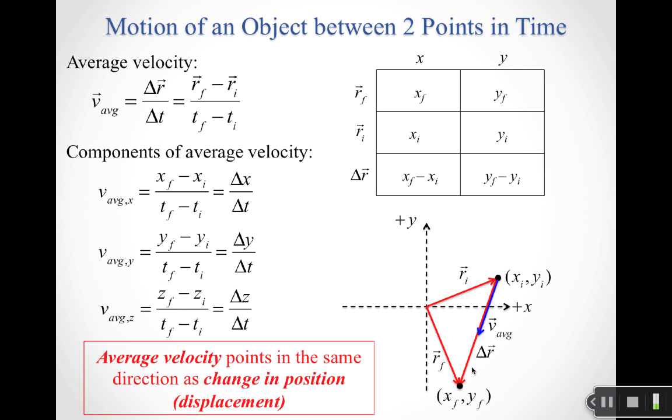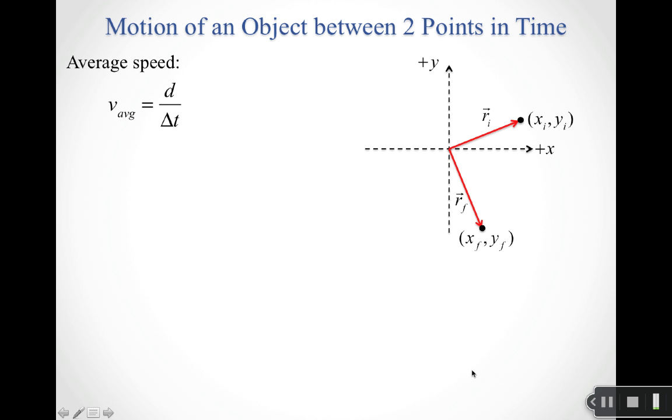So the average velocity always, always, always points in the same direction as the change in position, right? That's just another way of saying the displacement. So here is our picture where we say the average velocity points in the same direction as the change in position, as the displacement vector.